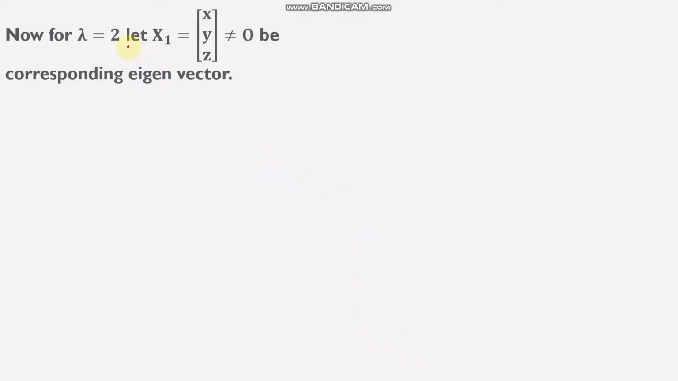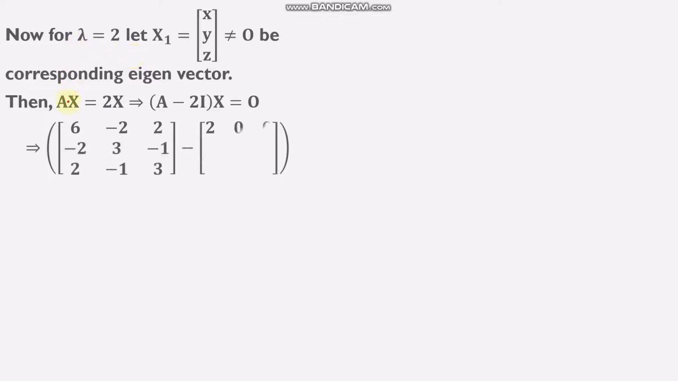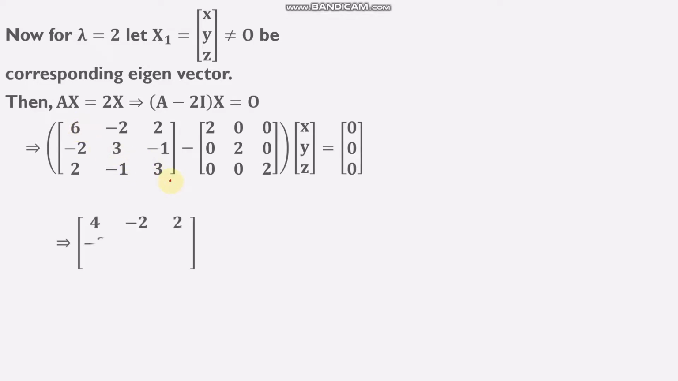So let's just find the eigenvector corresponding to lambda equal to 2. So let's assume xyz is the eigenvector corresponding to lambda equal to 2. We'll get two eigenvectors from here. So let's solve it. (A minus 2 times I) x equal to 0. So subtract 2 from the diagonal of A. So you can see this.